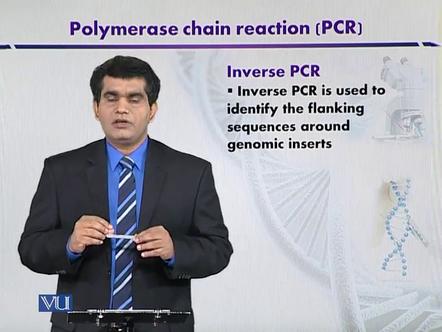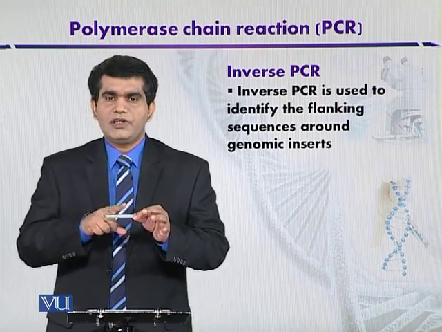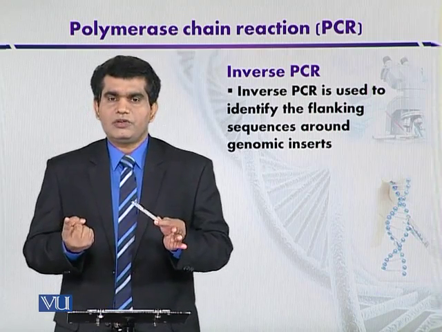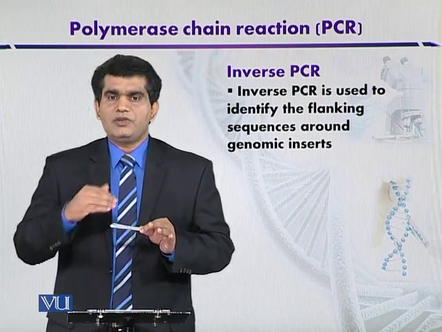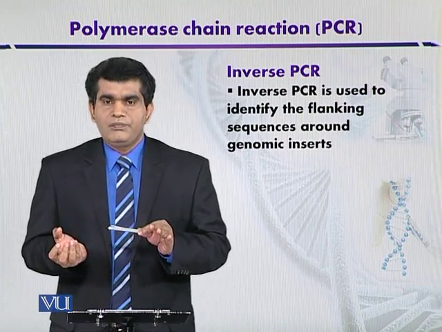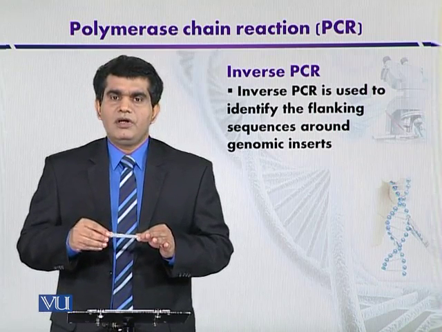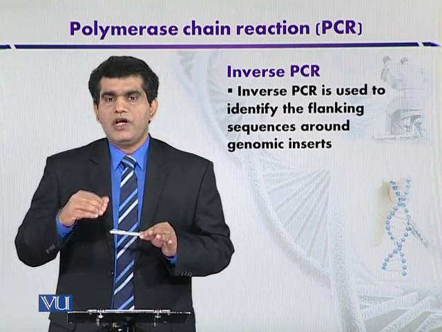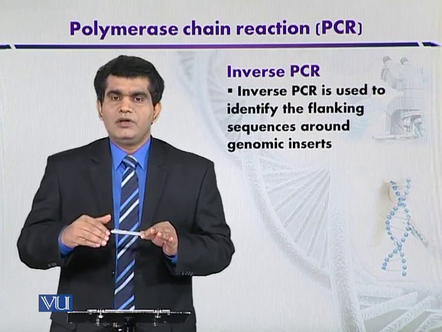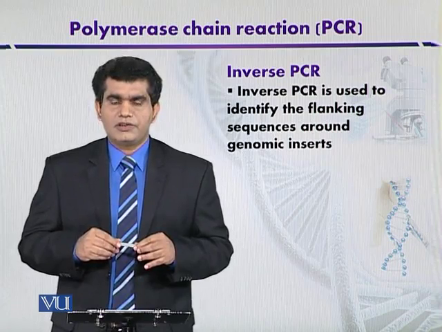We can digest it with the second restriction enzyme, so that the cut is within the known sequence whose primer we can design. And after that, after circularization, it is again converted into linear form because of the second digestion, and by using the known sequence we can develop the primers, and those primers can be further used to amplify our unknown region that may be of our interest.